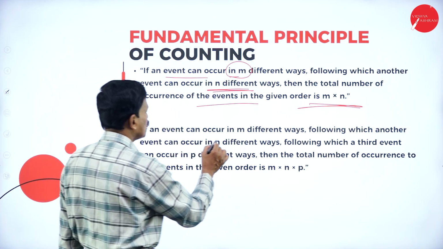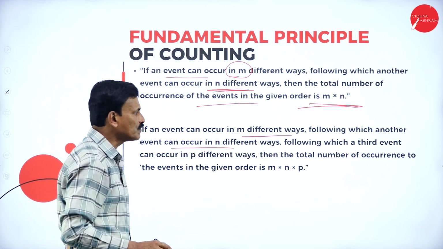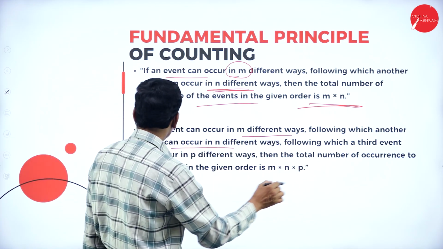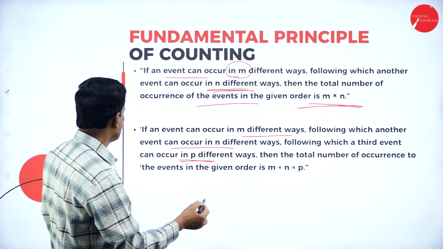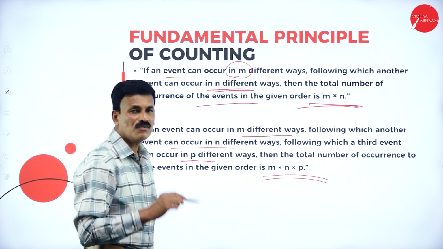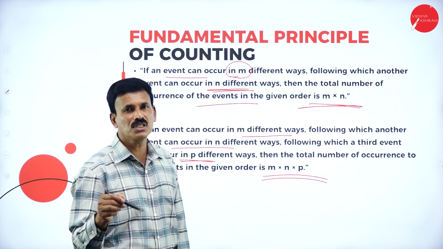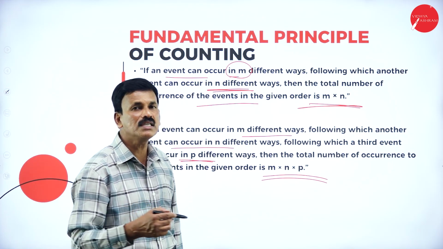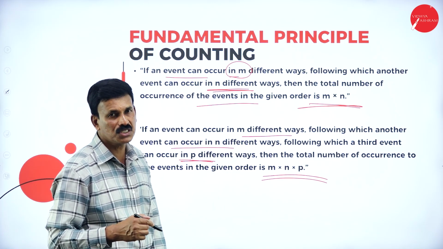If an event occurs in m different ways, following which another event can occur in n different ways, following which a third event can also occur in p different ways, then the total number of occurrences of the events is given by m into n into p. So if there are 2 events, it is m into n. If there are 3 events, m into n into p. This is called the fundamental principle of counting in permutations and combinations.